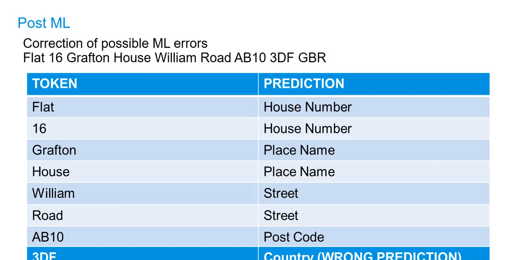got predicted as country. Now we have a regex, a regular expression for the postcode. So after the predictions have been made, we can just go and check if the prediction matches that regular expression, and if it doesn't, we just make that prediction unparsed. So this prediction gets converted to unparsed, and we save the machine learning model from making a mistake.